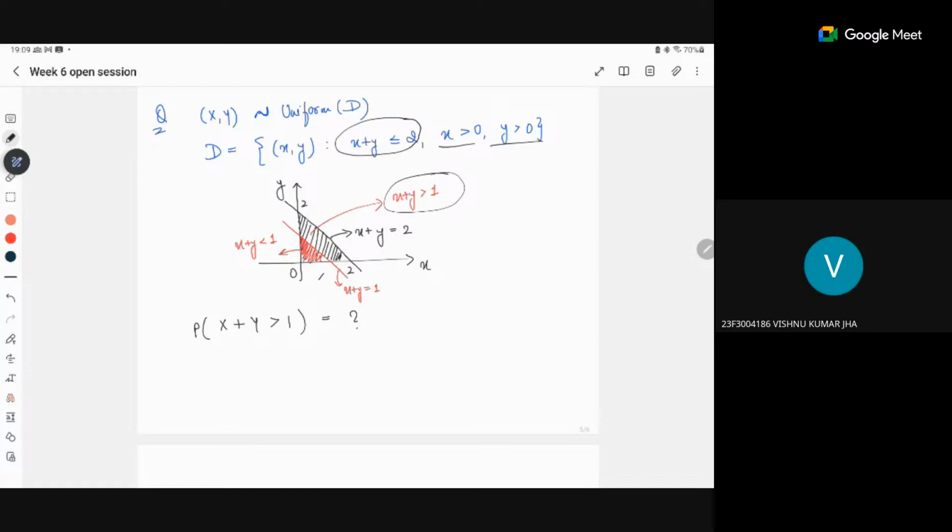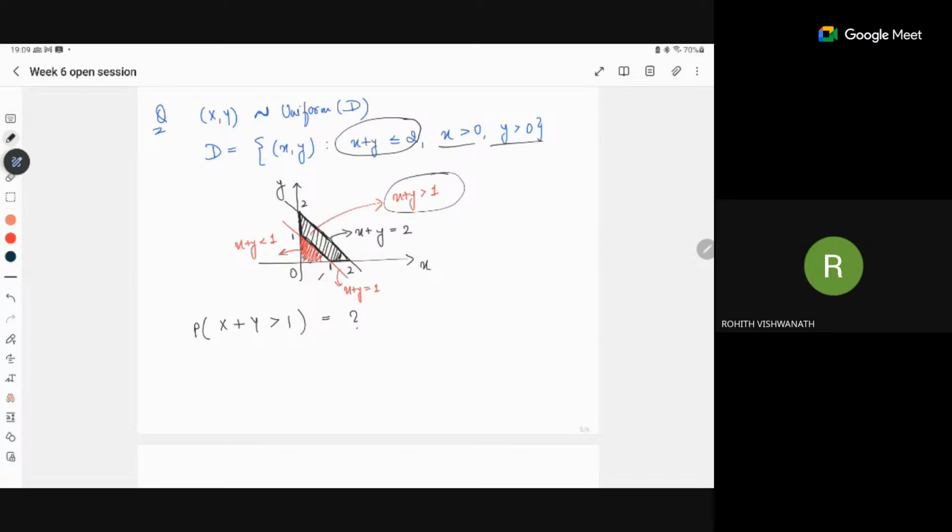So finding the area of this region is difficult, right? I mean, not very easy. So what can we do? What we can do is subtract the area of x plus y less than 1 from the whole thing.